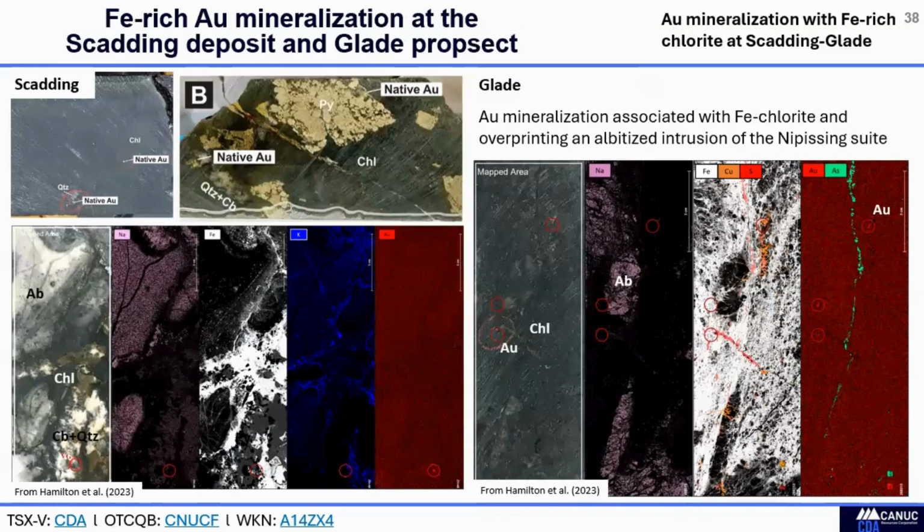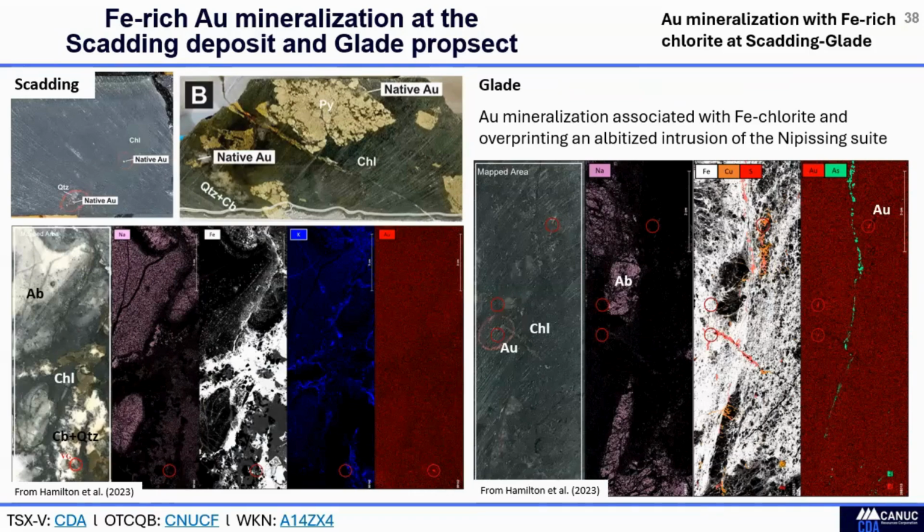And then some classic examples of mineralization at Scadding on the right side. Native gold sitting in chlorite. Sometimes the earlier dolomite crystals will be replaced by pyrite, and then there can be native gold in relationship with that, all overprinting albitite.